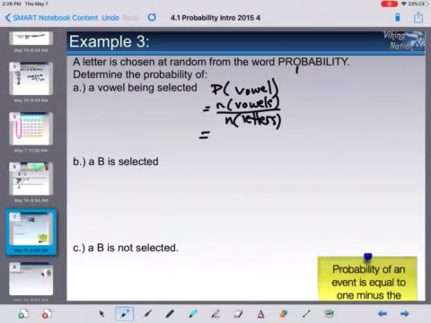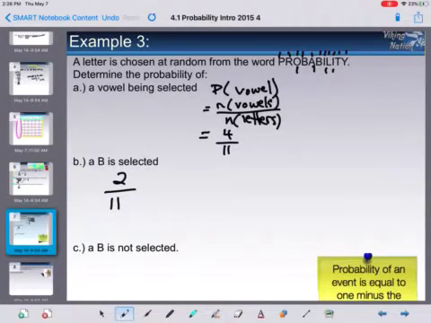So the number of vowels, there are 1, 2, 3, 4 vowels. Over the number of letters, 1, 2, 3, 4, 5, 6, 7, 8, 9, 10, 11. So 4 over 11 for that one, can't reduce it, so that's fine. Probability of selecting a B, well, there are 2 Bs, again, over 11 cards.